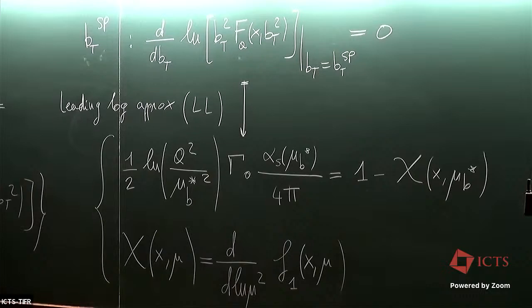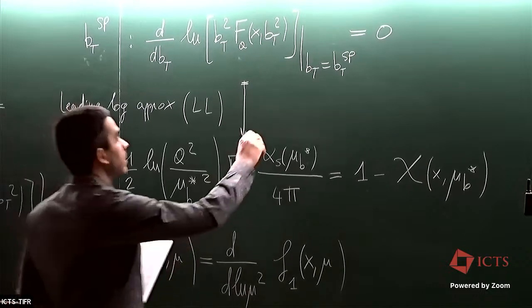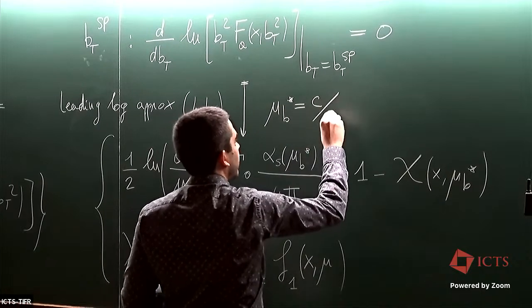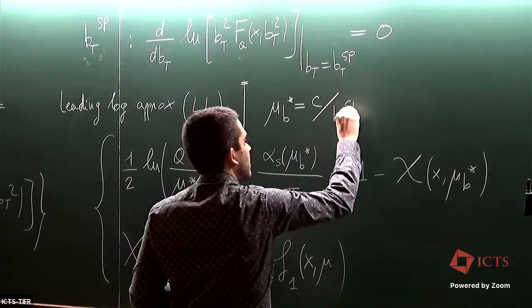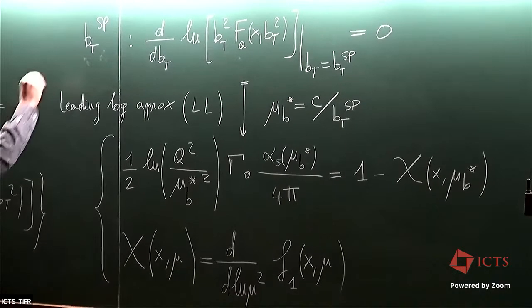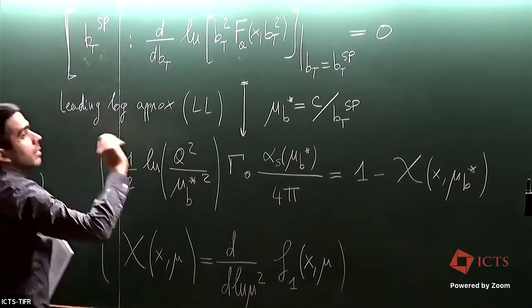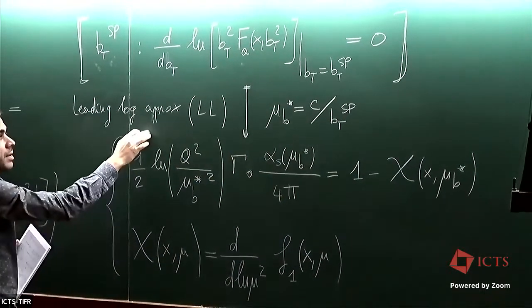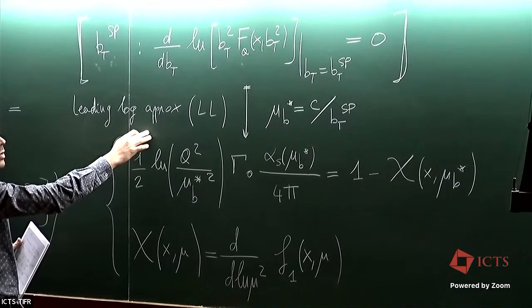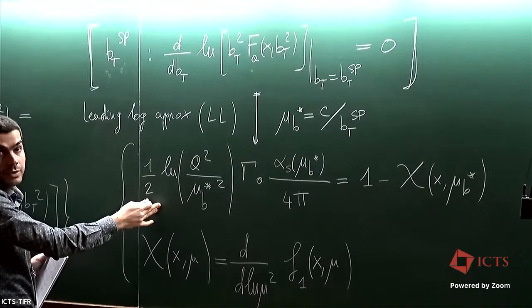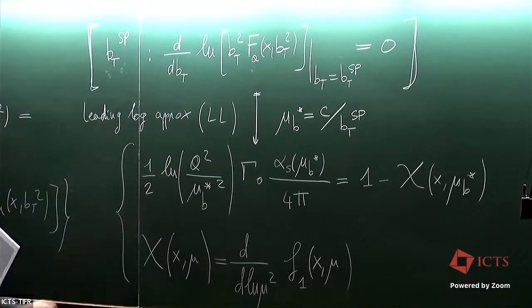Okay. And let me write it here. The scale mu b star is a constant divided by the saddle point BT. So the saddle point equation, the generic one, let me repeat this. If I work at the leading log approximation, so the lowest approximation that you can do in perturbation theory, it becomes this one, which has an analytic solution. And we're going to see what the solution is.